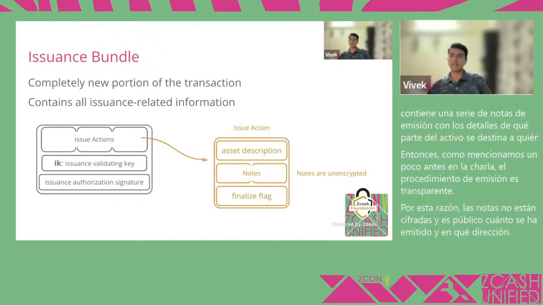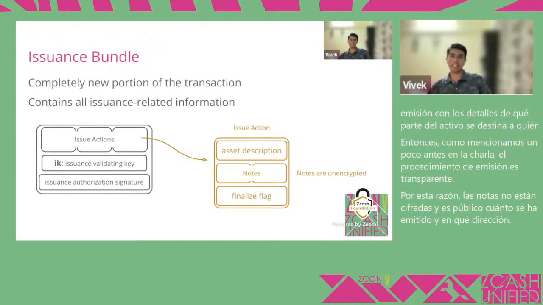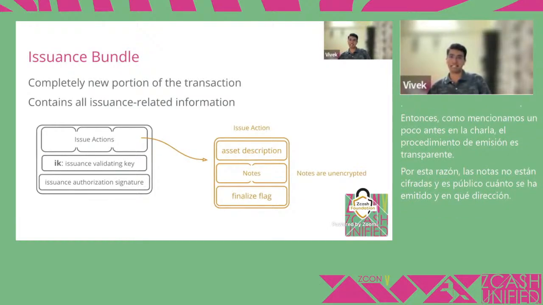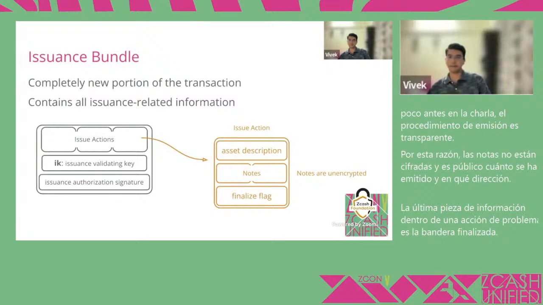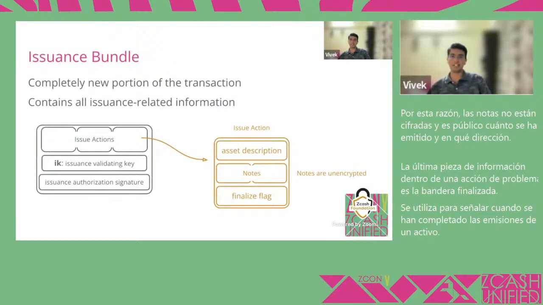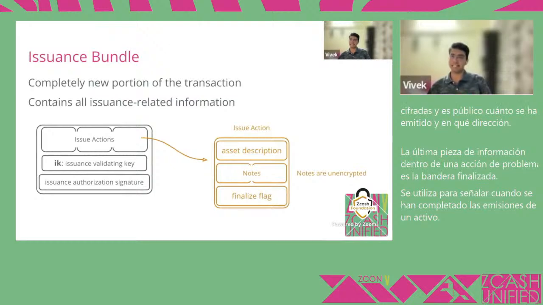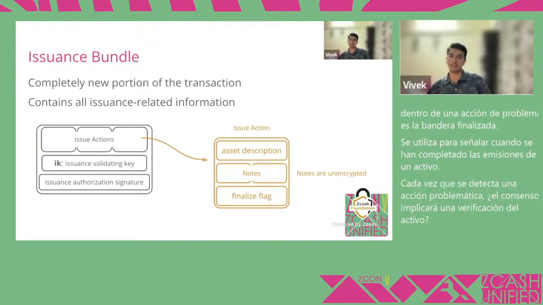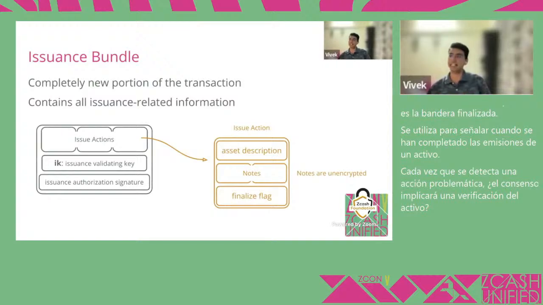The last piece of information inside an issue action is the finalize flag. This is used to signal when the issuance of an asset has been completed. Whenever an issue action is spotted, the consensus will involve a check on whether the asset has been finalized previously, with a rejection of the transaction if there is an attempt to issue more assets after the asset has been finalized.